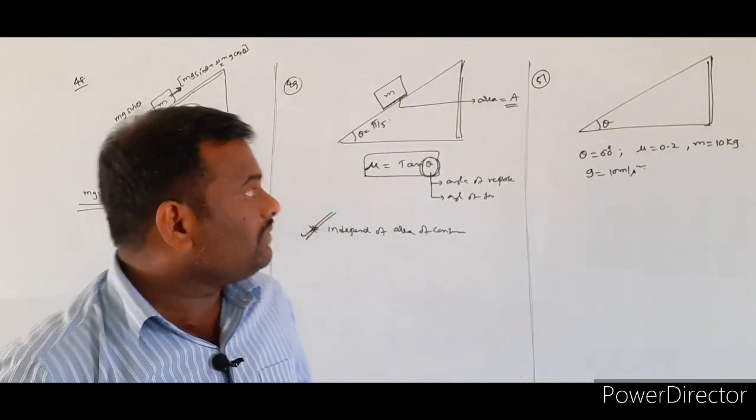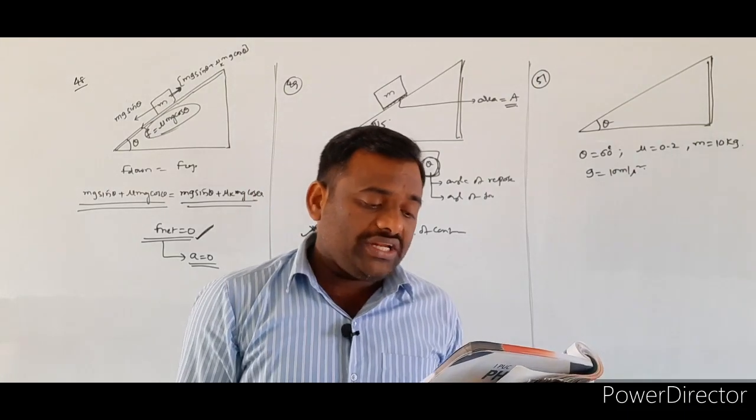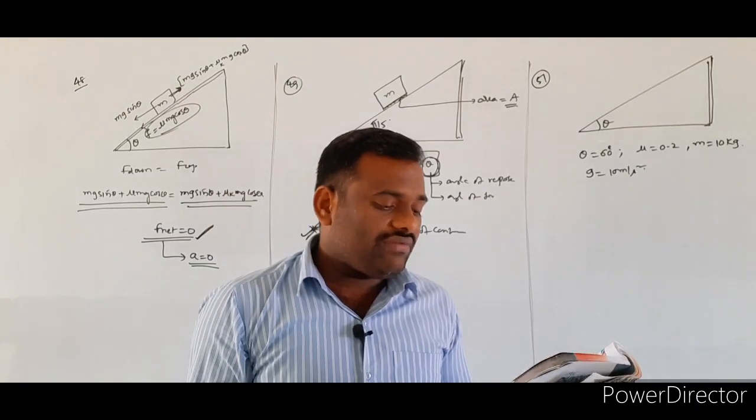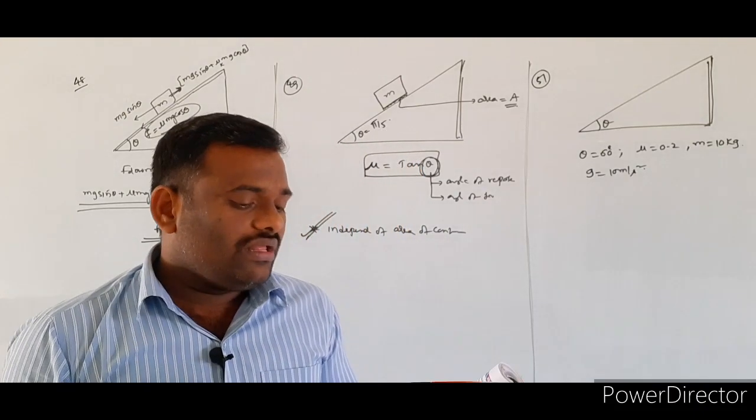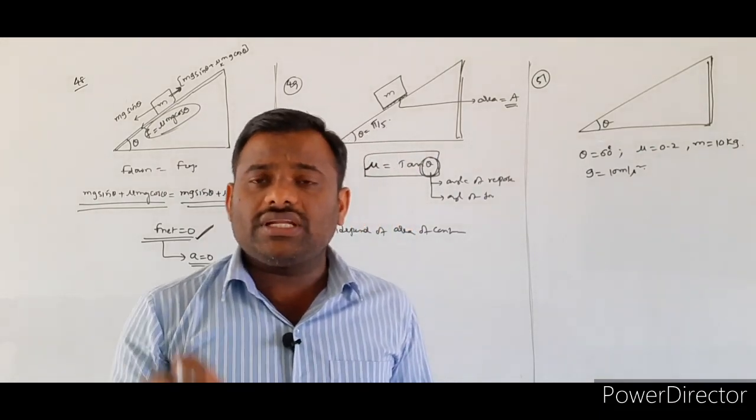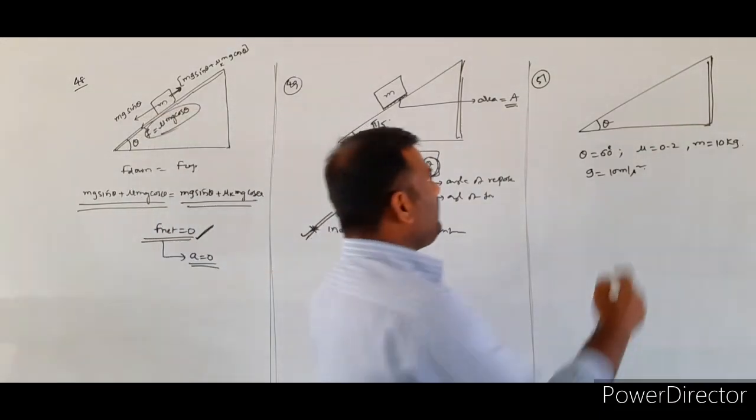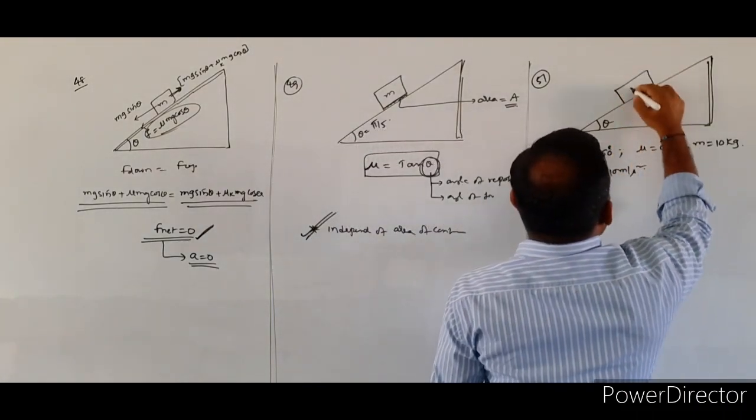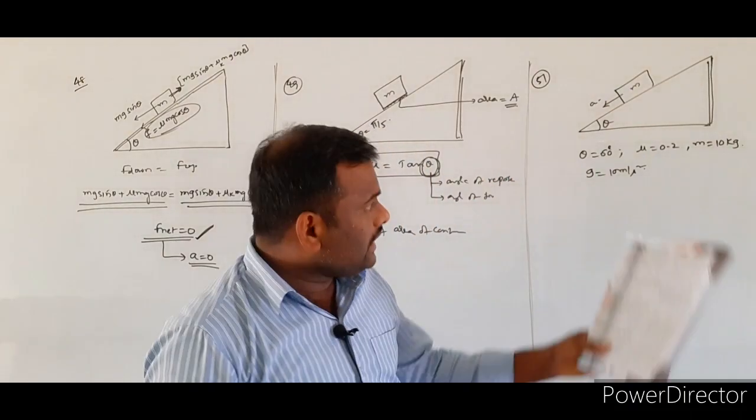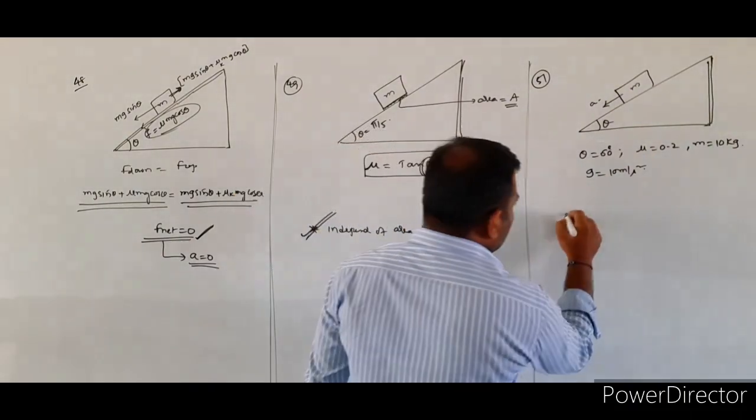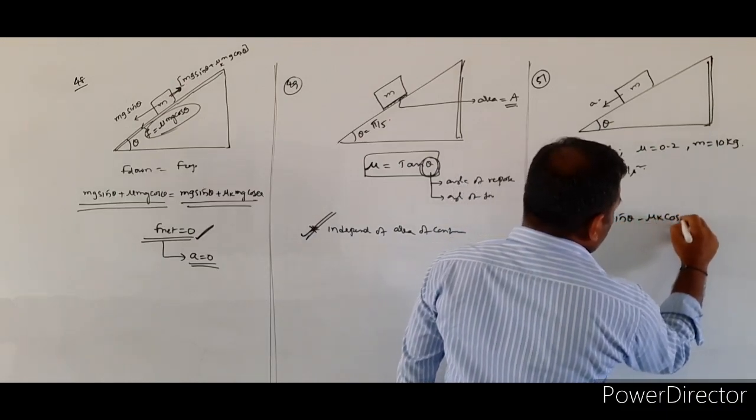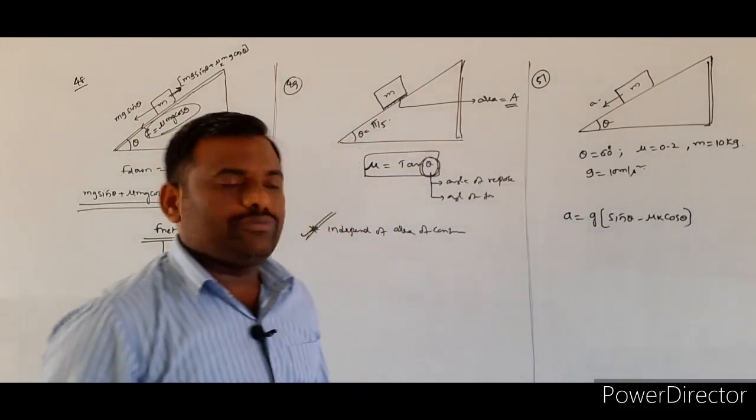In numerical number 51, angle of inclination is given, coefficient of friction is given, acceleration due to gravity is given, and the mass of the body is also given. Now, the acceleration of the body down the plane is, already we derived the formula, it is a direct one. Whenever the object will be sliding down the inclined plane, the acceleration formula is A is equal to g sin theta minus mu k cos theta.